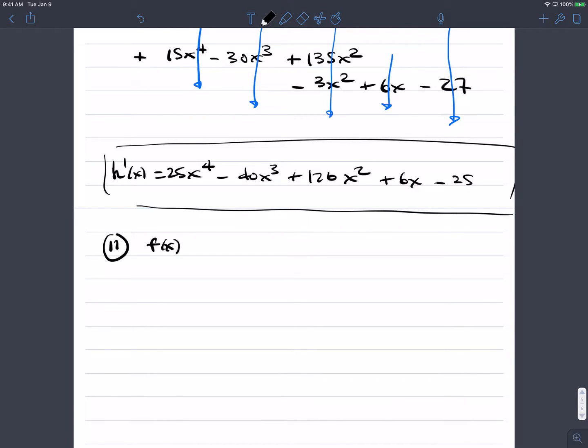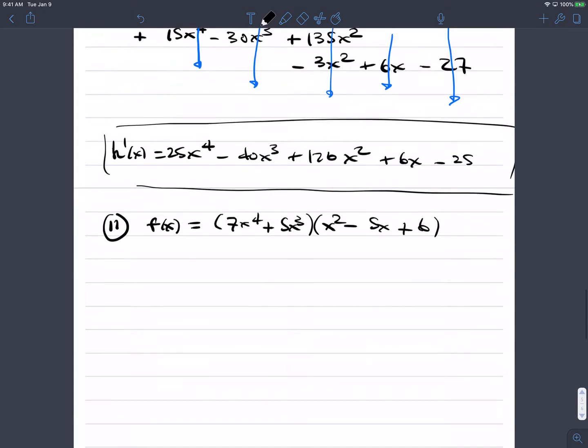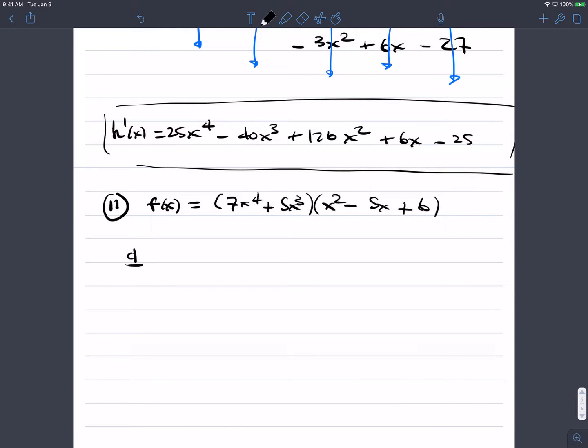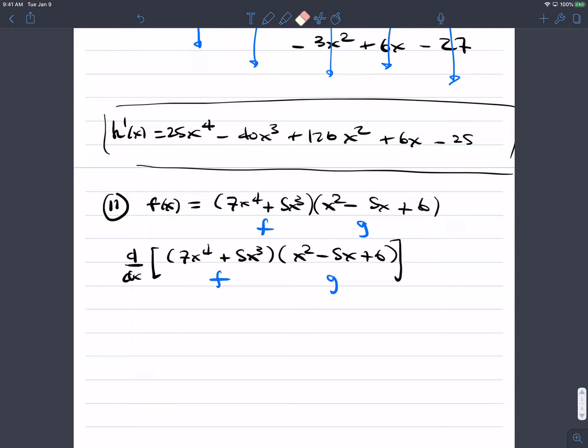Number 11, you have the function being 7x to the 4th plus 5x cubed times x squared minus 5x plus 6. So going straight to operator notation, 7x to the 4th plus 5x cubed times x squared minus 5x plus 6. So here's our original function f. Here's our g, or I should say here's our first function, here's our g function, not necessarily original. Change that to h if you like.